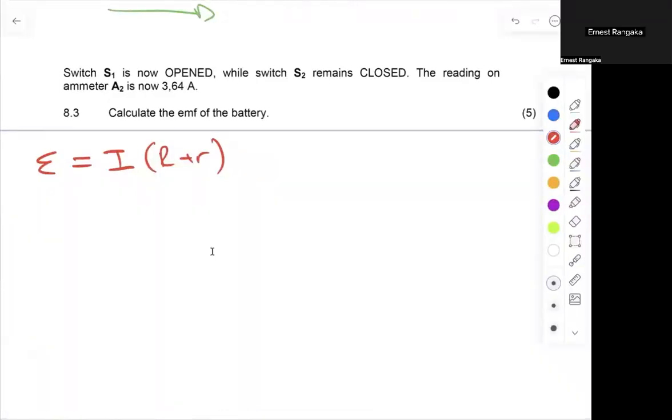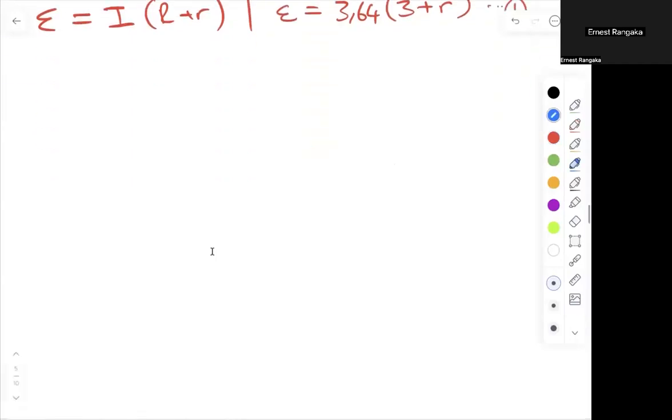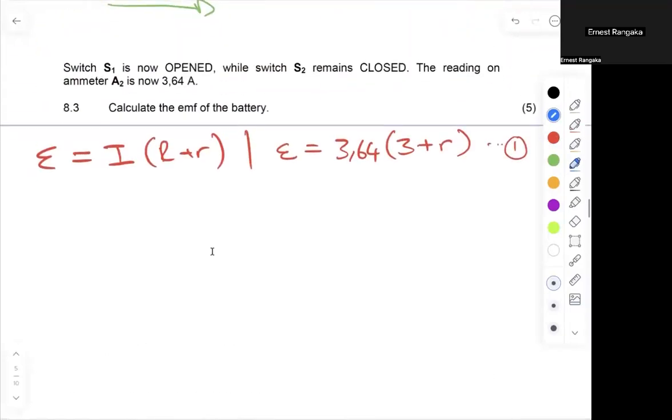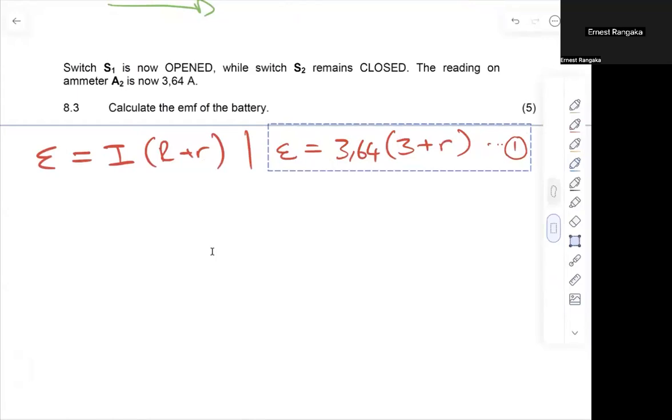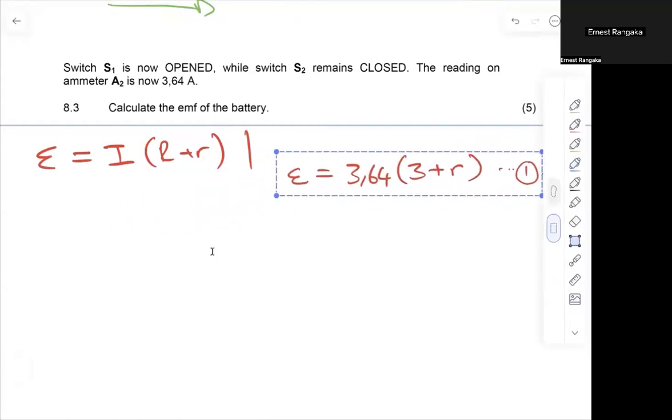I've got EMF is equal to my current, which was given as 3.64. My total resistance is going to be 3, and my internal resistance is going to be r. I'm going to call that equation 1. For my equation 2, I'm going to use a different version of this equation, the version that I got from the very beginning.